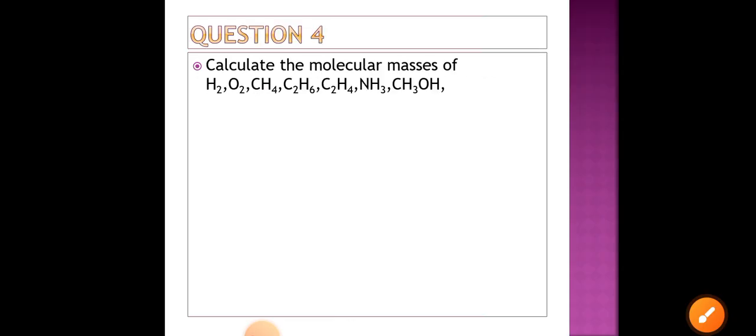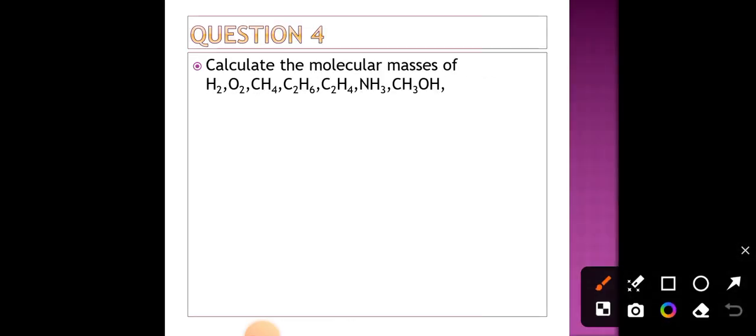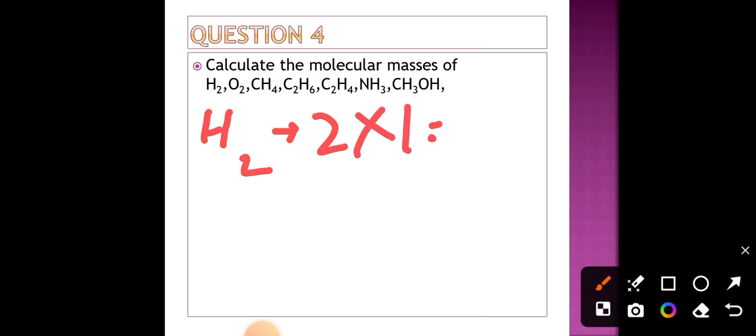Okay, students. So now let's go back and solve some of the questions. Now H2, very simple. Atomic mass of hydrogen is 1, and how many atoms of hydrogen are there? 2 atoms. So 2 into 1, 2. So 2 is going to be the molecular mass, and we specify the unit also. It is atomic mass unit. Next, let's take another example. Oxygen. What's the atomic mass of oxygen?